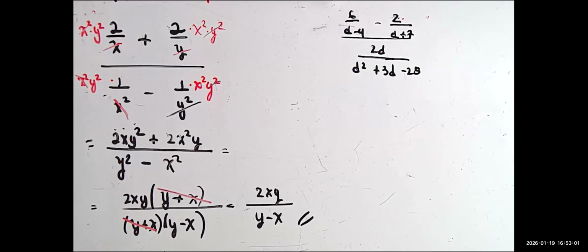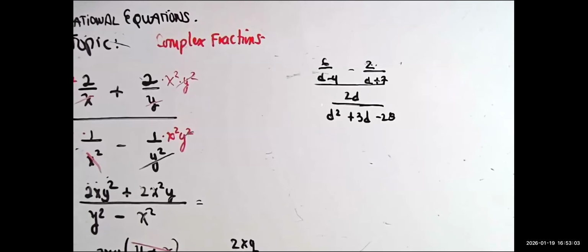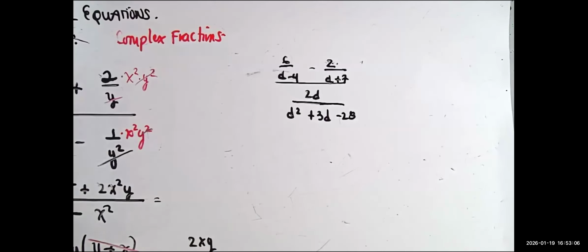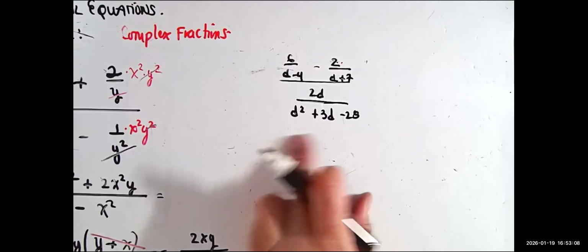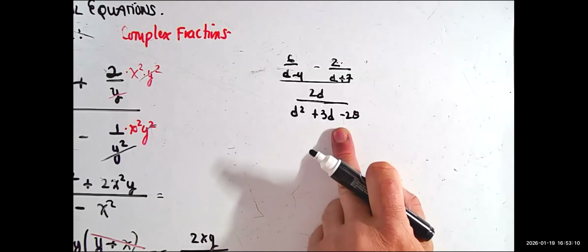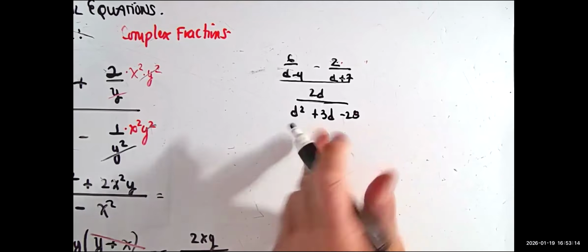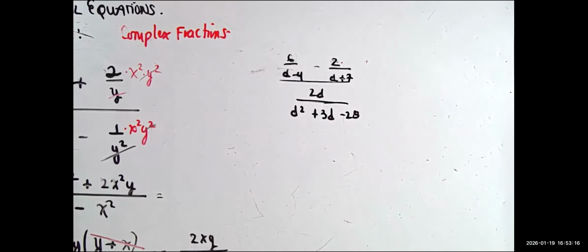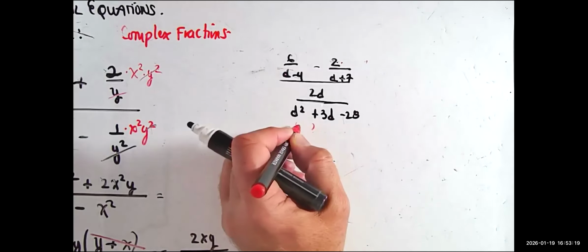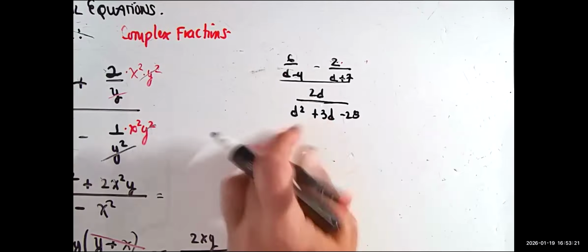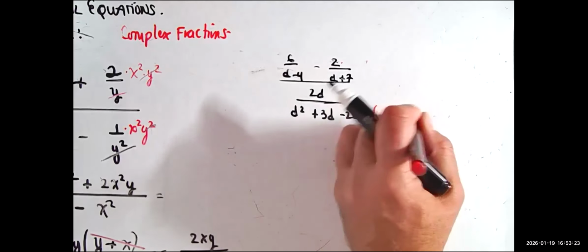Let's try two more. So this is what I have. The first thing we need to do is to factor this denominator. Factors of negative 28 that add to 3. So let me just go here on the side.